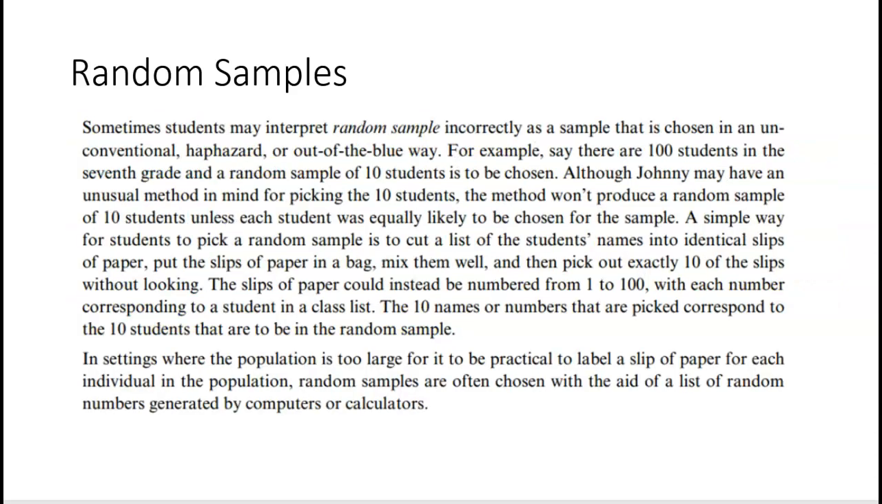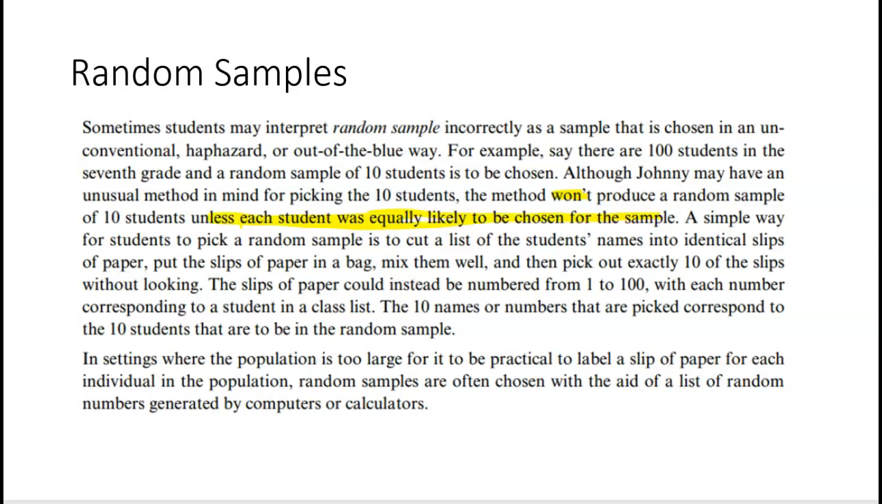Sometimes students may interpret random sample incorrectly as a sample that is chosen in a haphazard way, but actually random samples are very systematic and algorithmic. Say there are 100 students in the 7th grade and a random sample of 10 students is to be chosen. Although Johnny may have an unusual method in mind for picking the 10 students, the method won't produce a random sample unless each student is equally likely to be chosen.